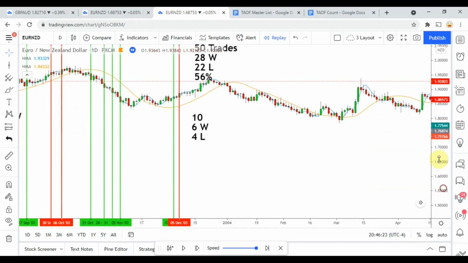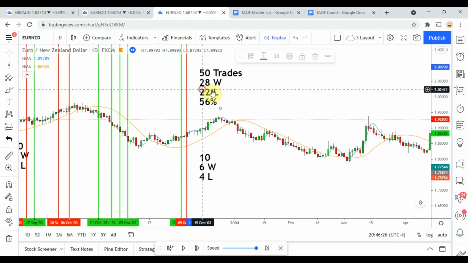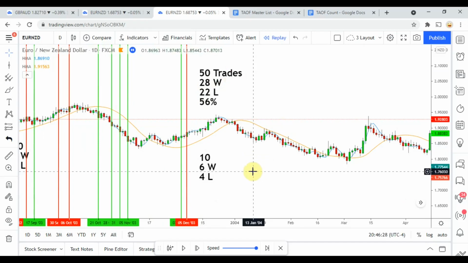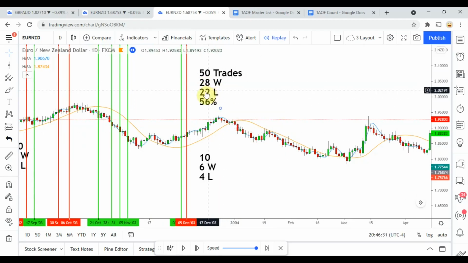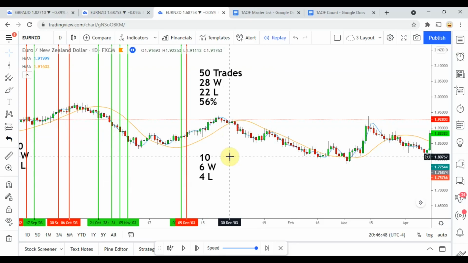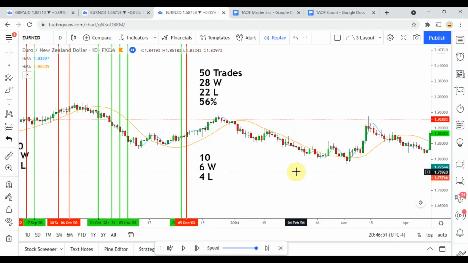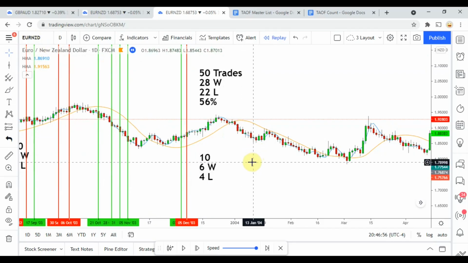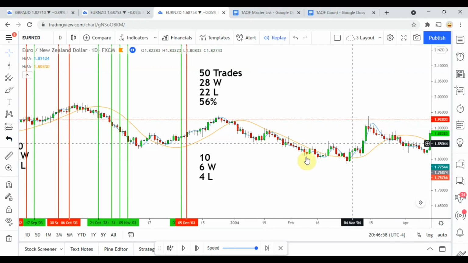So what were we able to get out of this? What was the total? We took 50 trades all together, and we had 28 winning trades and 22 losing trades. It's a 56% win rate. Not a horrible strategy if you are relatively new to trading and looking for something really simple. This was tested on the daily time frame. I don't know about lower time frames, I haven't tested it on that, and it was tested on the Euro versus the New Zealand dollar, so I haven't tested it across any other pairs either.